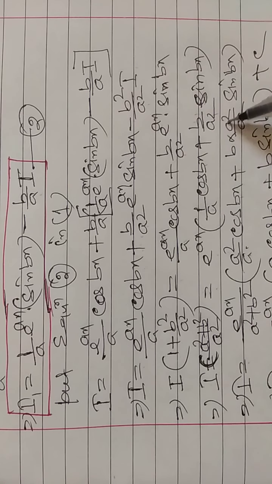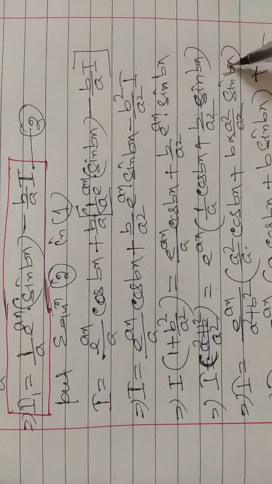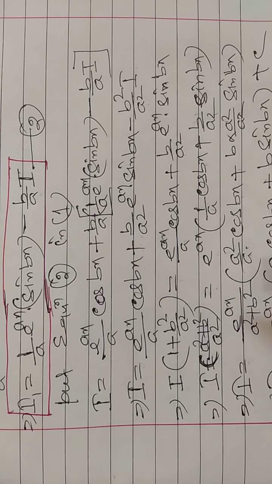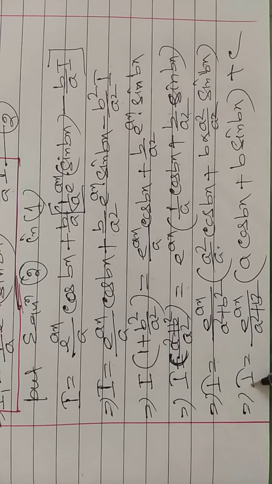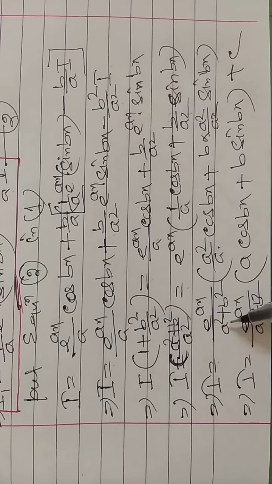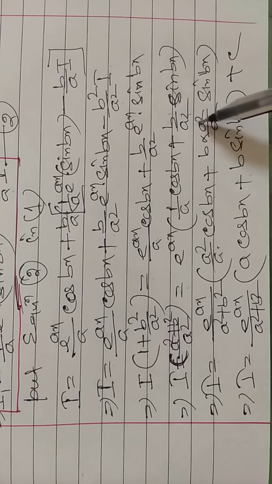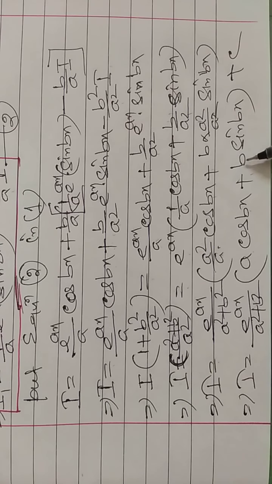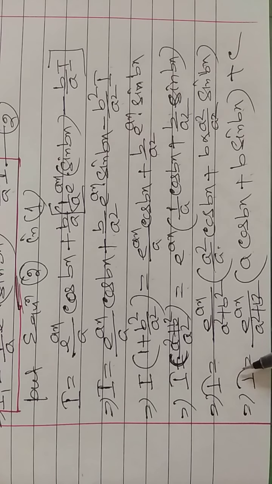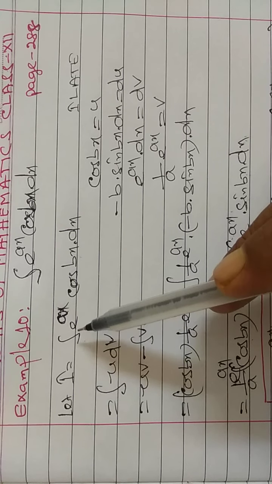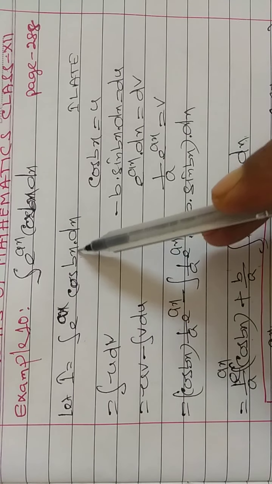And this implies I is equal to e to the power x by a square plus b square into, here a cancels, a cos bx plus, here a square cancels, b sin bx, plus c, where I is equal to the integral of e to the power x cos bx dx.